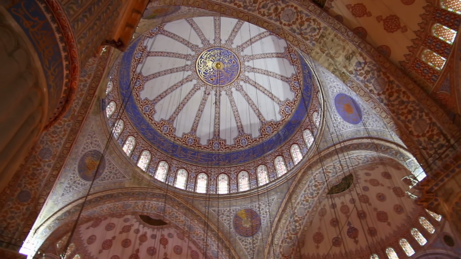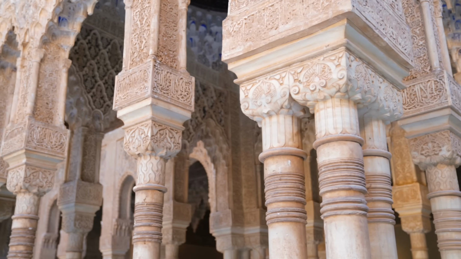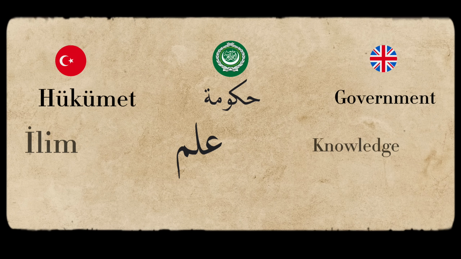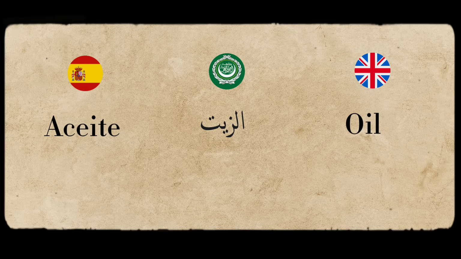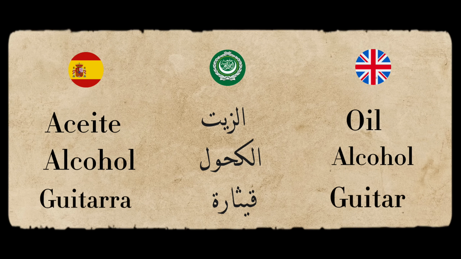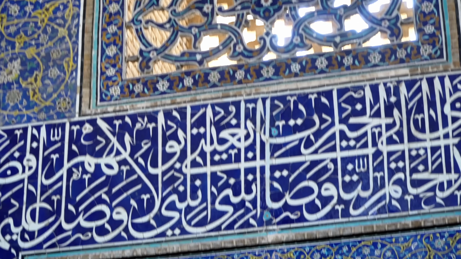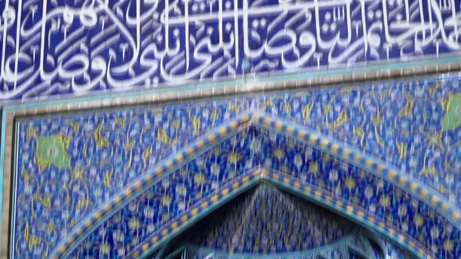Linguistic influence. With the spread of Islam, the Arabic language simultaneously spread and other nations started taking loanwords from Arabic, like Spanish, Persian, and Turkish, with around 6,000 Arabic words in Turkish, such as hükümet, ilim, and kitab, and around 4,000 in Spanish, such as aceite, alcohol, and guitarra. And not only did Arabic affect vocabulary in the Persian language, the Arabic writing system was also adapted by the Persians.